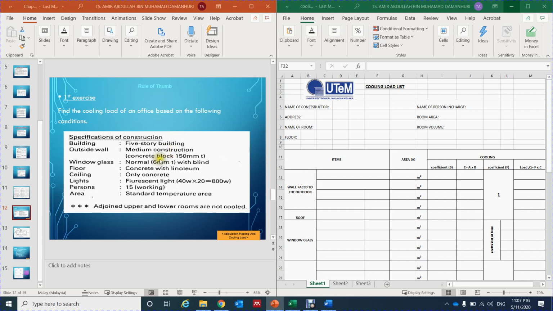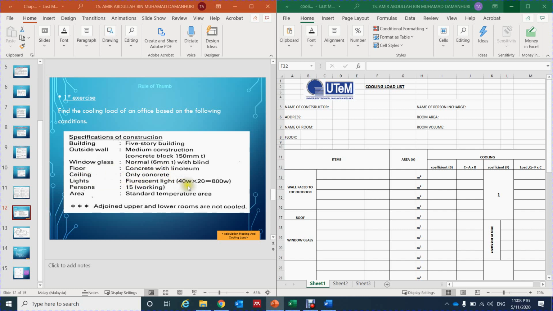We have the medium construction, which is the concrete block 150 millimeter thickness. And then with the window glass, we have the normal 6 millimeter thickness with blind. All of the specification you have to properly read to make sure you don't miss the spec. And then the floor is concrete with linoleum, and then the ceiling is only concrete.